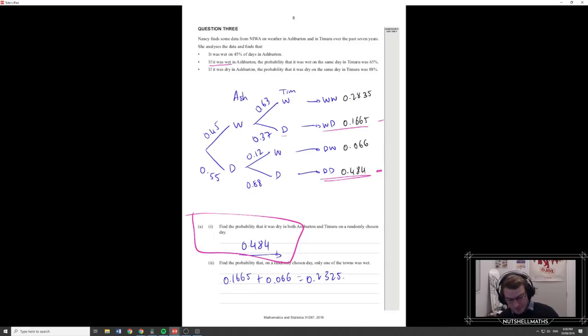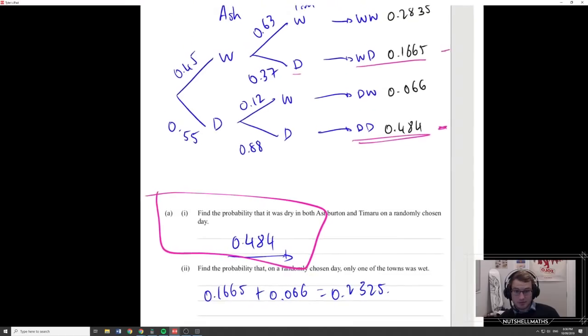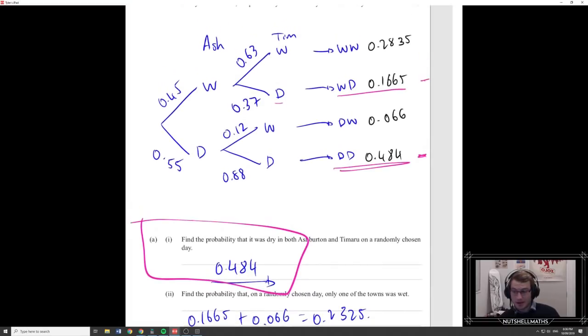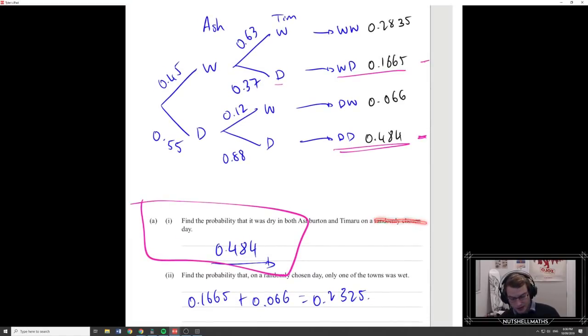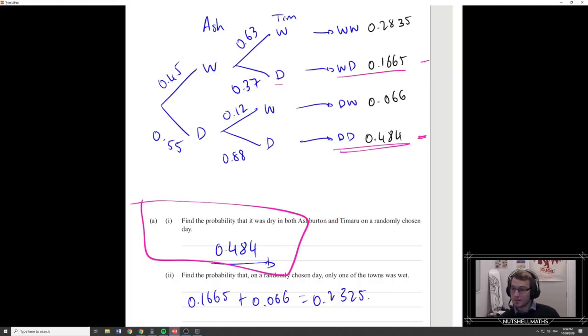Yes, he does. Perfect. Okay, so the question is: find the probability it was dry in both Ashburton and Timaru on a randomly chosen day. Ignore the randomly chosen day part, that's just in there to scare you. The probability that it was dry in both Ashburton and Timaru. Dry in Ashburton is here. Dry in Timaru goes to here. So to find this probability, we multiply these two numbers and we get this. And that will give you this probability.